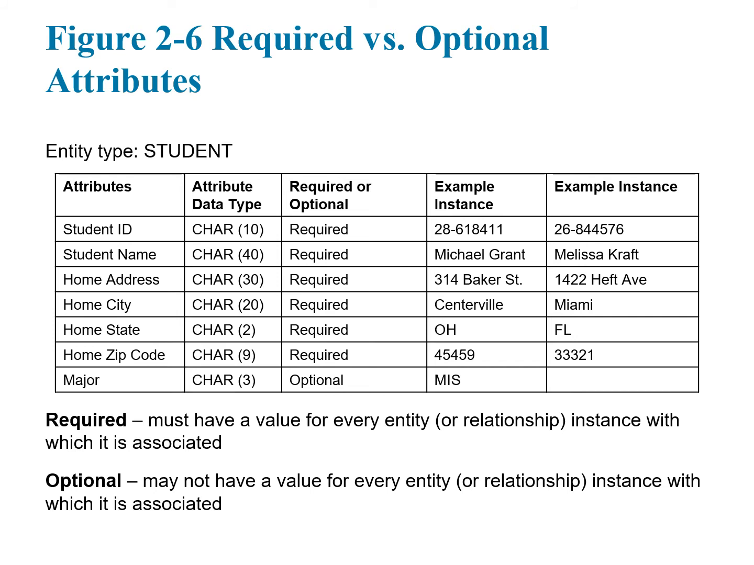So you can see, the student ID, name, home address, home city, home state, and home zip code are required attributes, but major is optional. A required attribute must have a value for every entity or relationship instance with which it is associated. An optional attribute may not have a value for every entity or relationship instance with which it is associated.